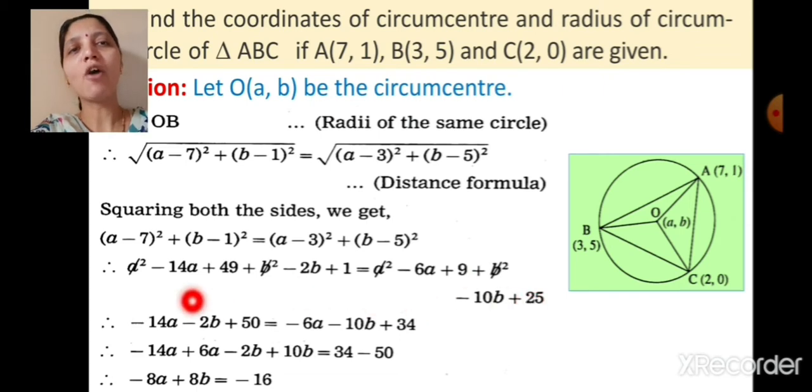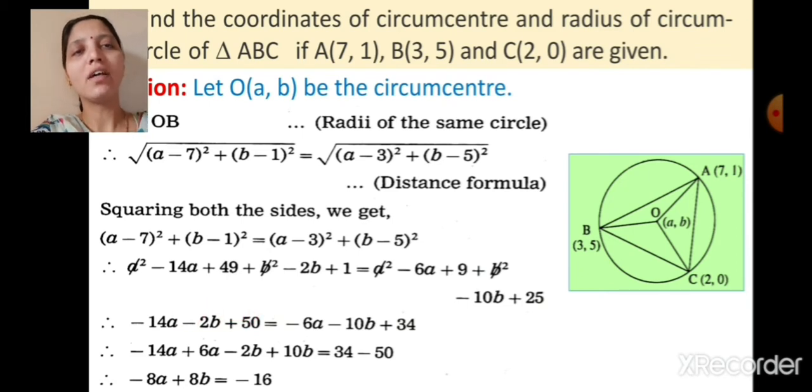Now let's see how many like terms are there which you can remove here. A square you can cut. B square plus b square you can cut. So what are the remaining terms? Minus 14a minus 2b plus 50 is equal to minus 6a plus 9 minus 10b plus 25. Now 9 plus 25 you can write as 34. Okay. And 49 plus 1 you can write as 50.